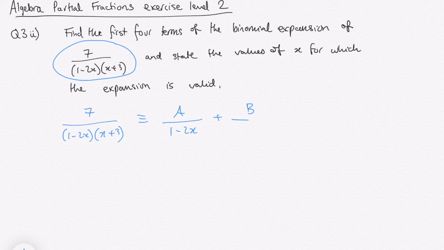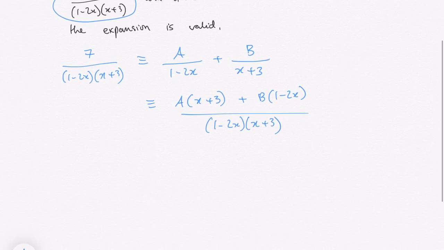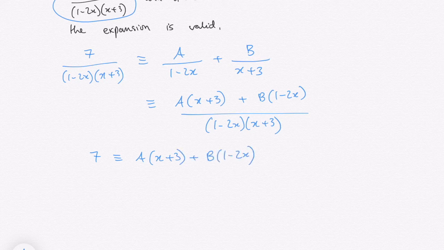And we should have had lots of practice at doing this by now, so we can see that this is equal to a lots of x plus 3 plus b lots of 1 minus 2x, all over 1 minus 2x, x plus 3. And because this is an identity and it's true for all x, in particular we know that 7 is identical to a lots of x plus 3 plus b lots of 1 minus 2x. And this is true for all x.